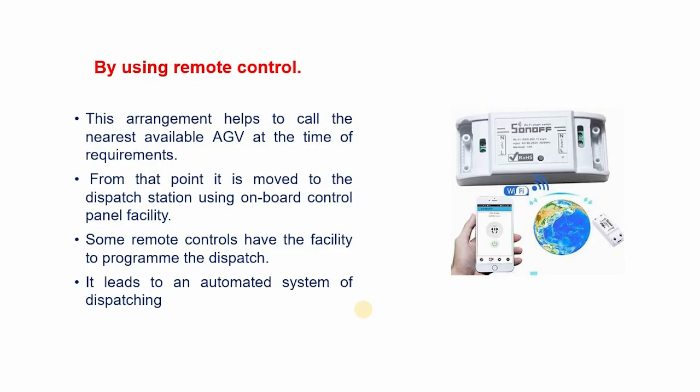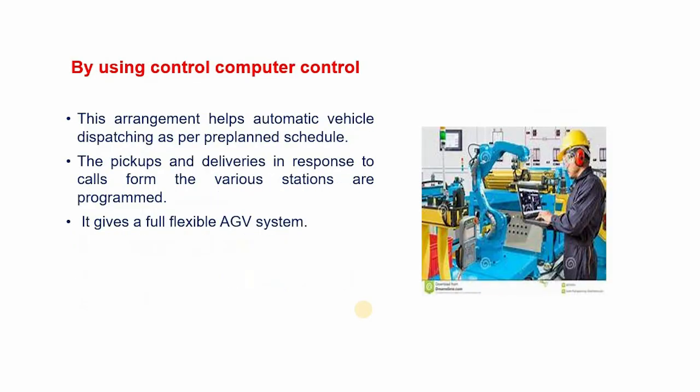So some remote controls have the facility which is used to program the automated guided vehicle system to dispatch the requirements. It leads to the automated system of dispatching. So the dispatching is also an automated system, and it helps the automated guided vehicle system.